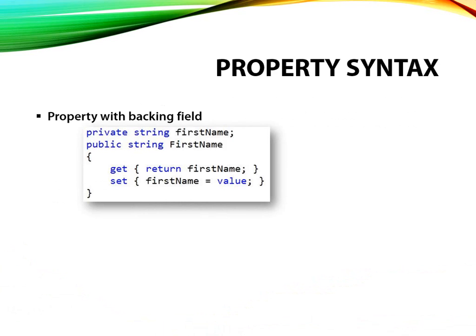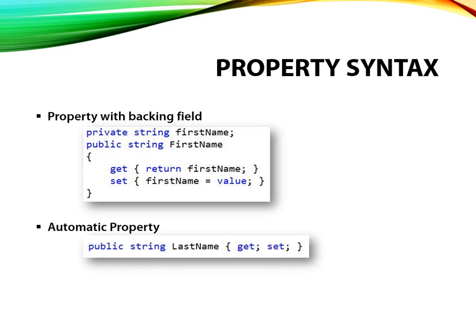So here we have a property with a backing field where we have a private string firstName and a public string FirstName with a getter and setter. And it looks pretty straightforward at first, but if you don't understand that these are really methods, then it gets a little confusing. Also, something that's very common is to see automatic properties that just have get; set;. And this gets even weirder if you don't understand what's actually going on under the covers.